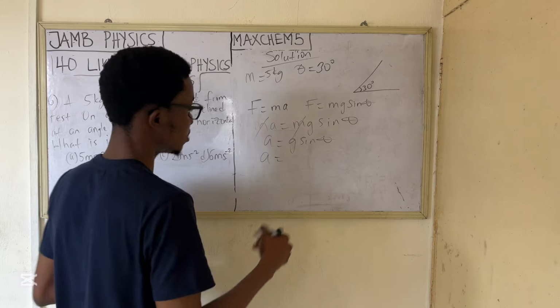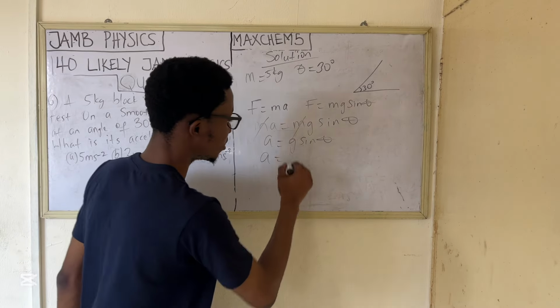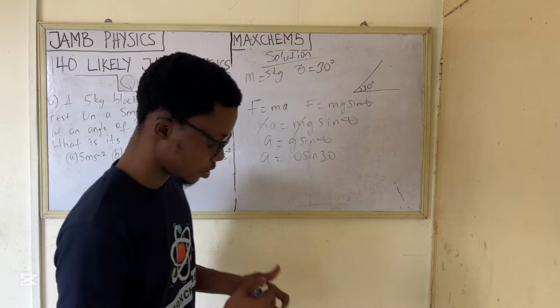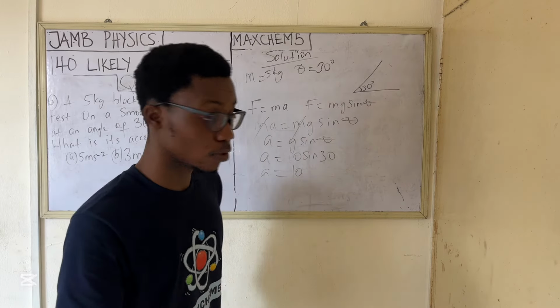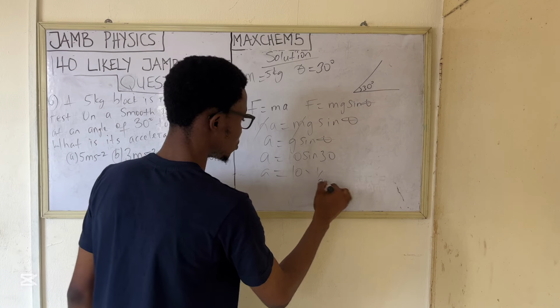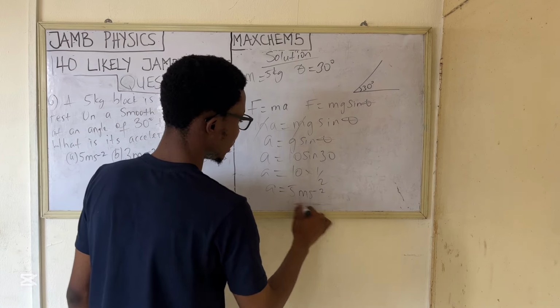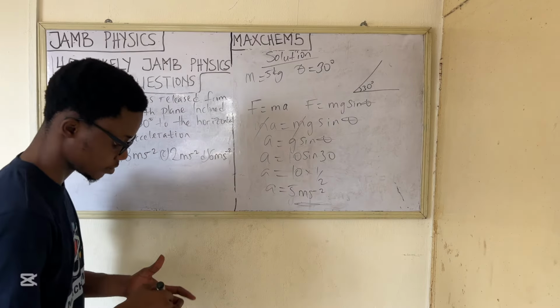Now from here, what's our g? Acceleration due to gravity. Unless stated otherwise, it is 10. So 10 sine 30, that's 10 times 1 over 2. Then a is equal to 5 meters per second squared. That is option A. That is the answer here.